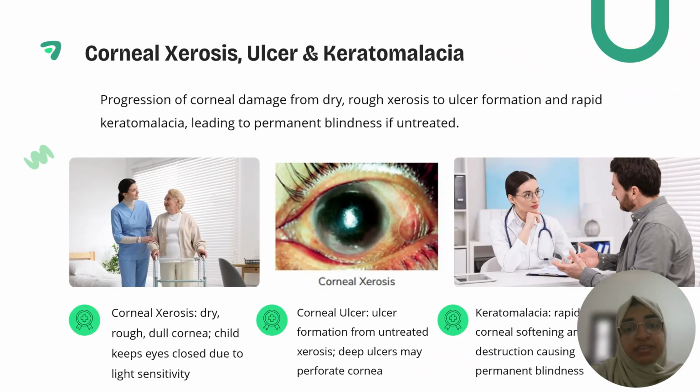As vitamin A deficiency progresses, corneal ulcers may develop. These ulcers can deepen and lead to perforation. Keratomalacia is a severe condition where the cornea softens and breaks down rapidly, often resulting in irreversible blindness. In this stage, the deficiency affects the cornea.